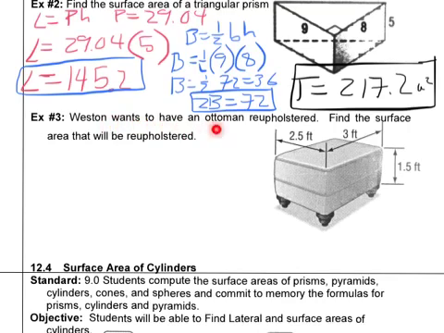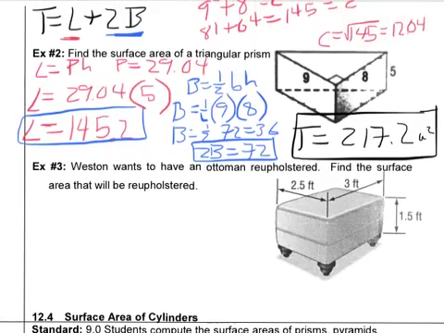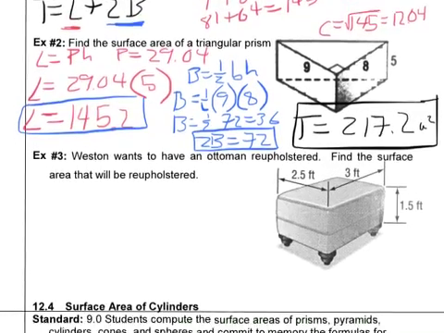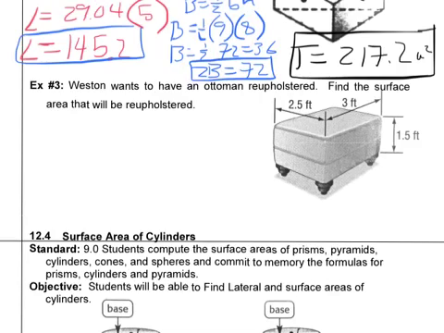It says that Weston wants to have an ottoman reupholstered. Find the surface area that will be reupholstered. Well, here's the trick. Remember, before we said that surface area is lateral plus 2 bases. Well, in this problem, we're not going to need to reupholster the bottom. So the total surface area is just going to equal lateral area plus 1 base, because we're only reupholstering this top. So if you think you could do this, go ahead, try it on your own. I think you can. And I'll put the answer up there in just a second.